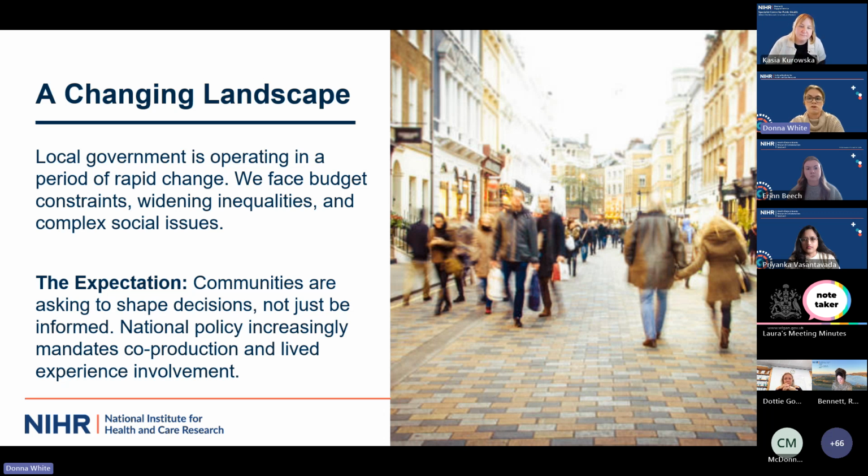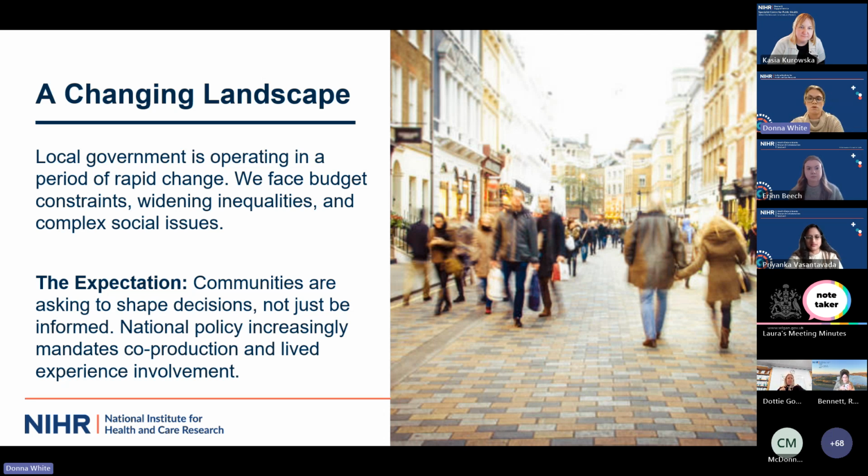So communities are not only being asked to be informed about decisions, but they want to help shape them. And obviously, through national policies such as the work that we do for the NIHR, we're pushing in the same direction. So whether it's the emphasis on co-production, the focus on lived experience, or funding bodies like ourselves, we're requiring a demonstration of that public involvement.